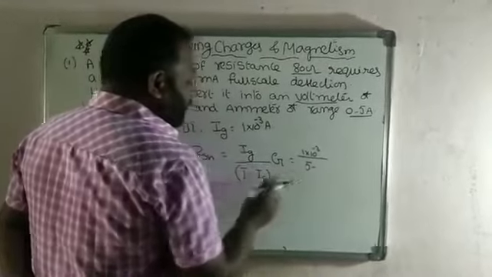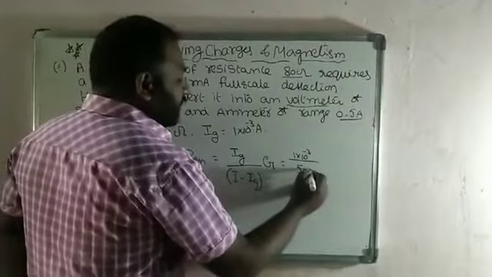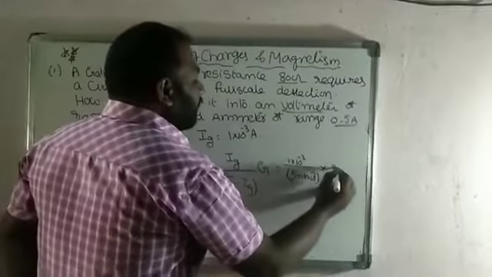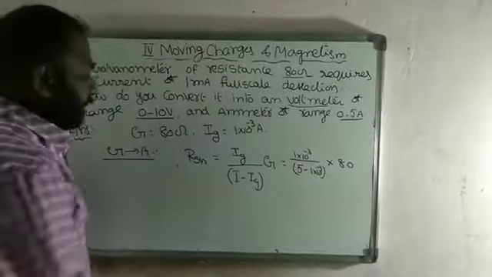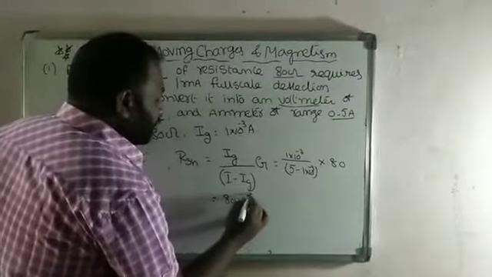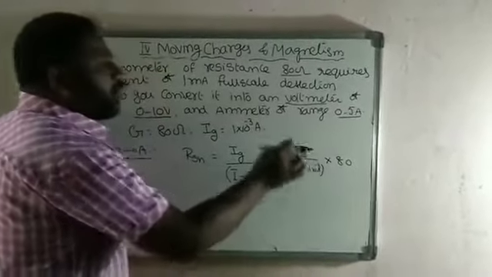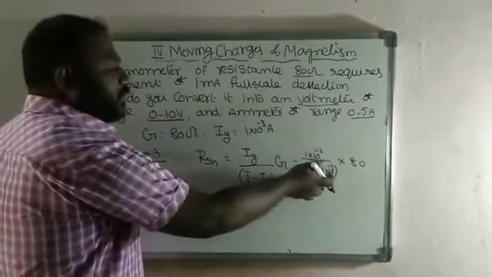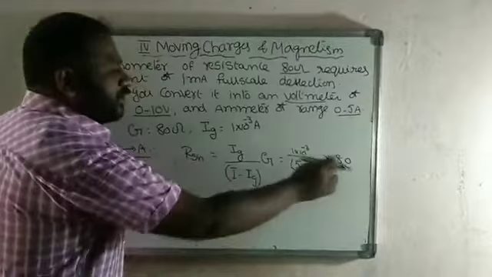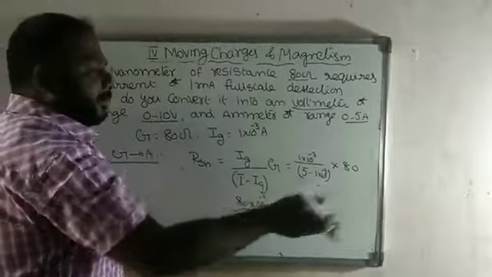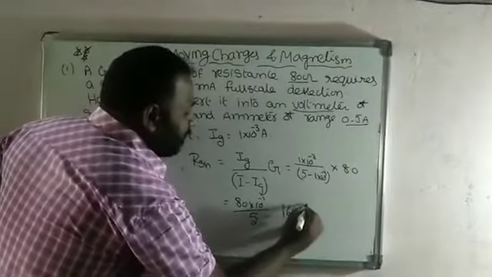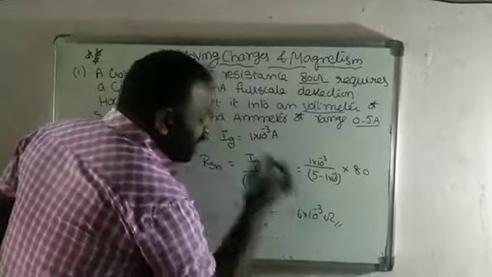5 minus Ig, where Ig is 1 into 10 power minus 3, into the galvanometer resistance, which is 80. So that is 80 into 10 power minus 3 divided by 5 minus 0.001. This is a very small value, so the denominator is almost 5, because 5 minus 0.001 is 4.999, which is nothing but 5. So this is 16 into 10 power minus 3 ohms. This is a very small resistance.